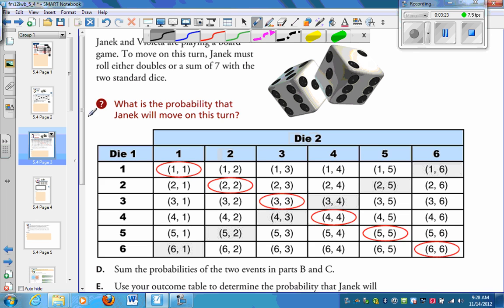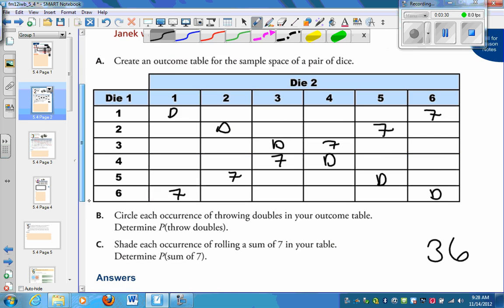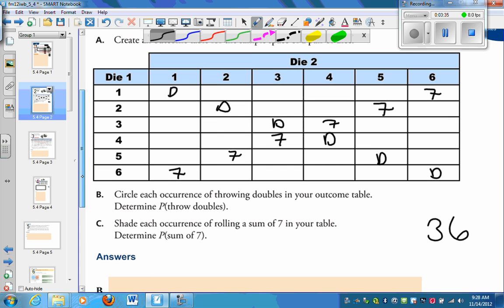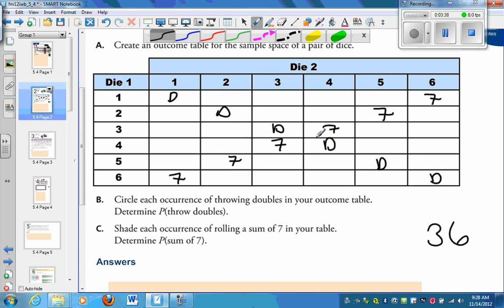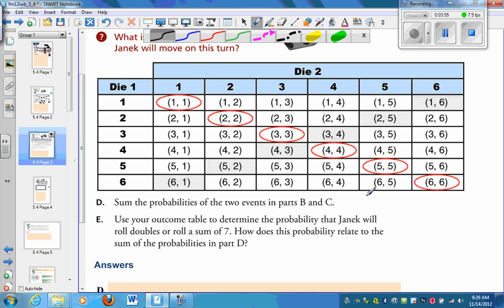Here's all the circles and shades. Now, determine the probability of throwing doubles. We have 6 in 36 chances of getting doubles. We could also say that's 1/6. And there's 6 ways to get a 7 out of 36, so that's also 1/6. If we sum them, 1/6 and 1/6 is 2/6, which is 1/3.